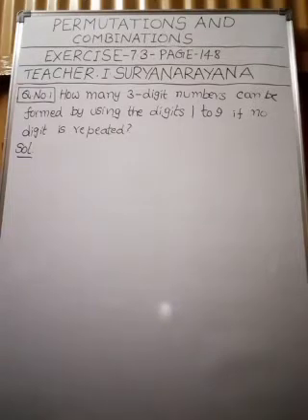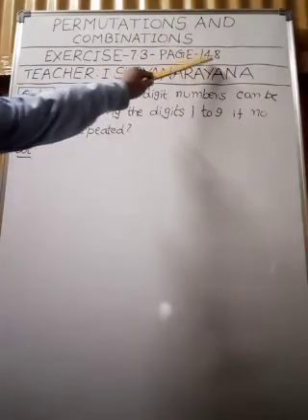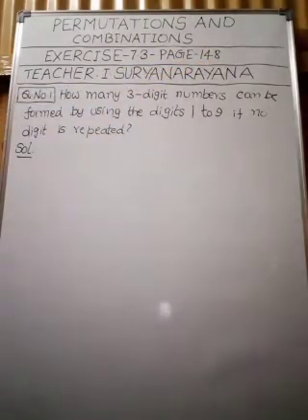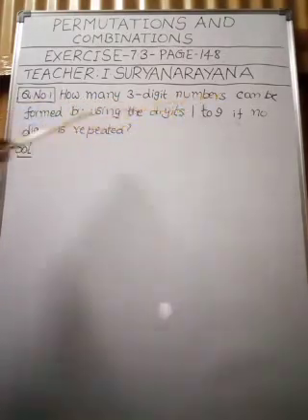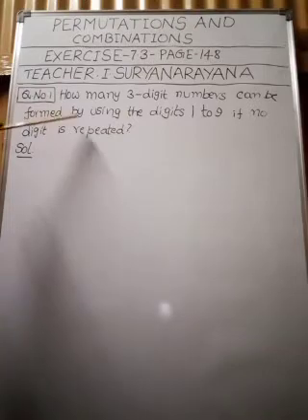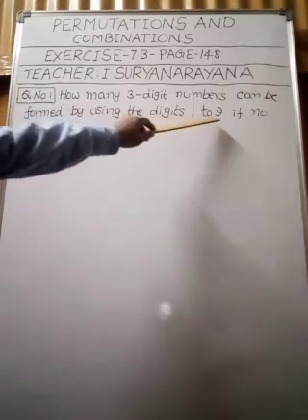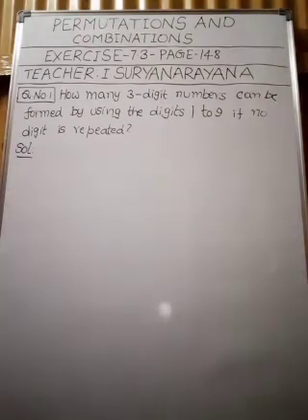Okay, my children, see the page number 148 in the textbook. See the question number 1. How many 3-digit numbers can be formed by using the digits 1 to 9 if no digit is repeated? Understood this question, my children?